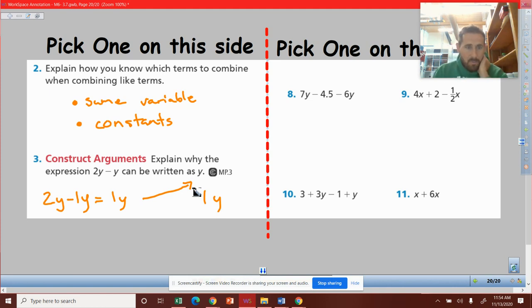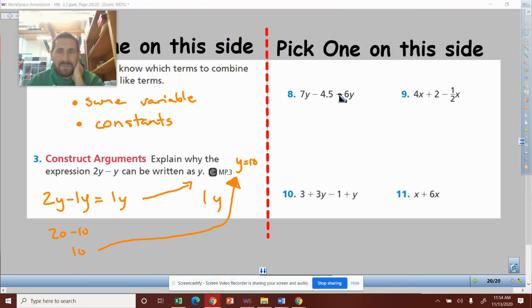And if you want to, we can test something out. We can set a number for y. Y equals 10. 2 times 10 is 20, minus 1 times 10 is 10. 20 minus 10 is 10. Hey, what did we say y equals? 10. So there's our argument that y is 10.